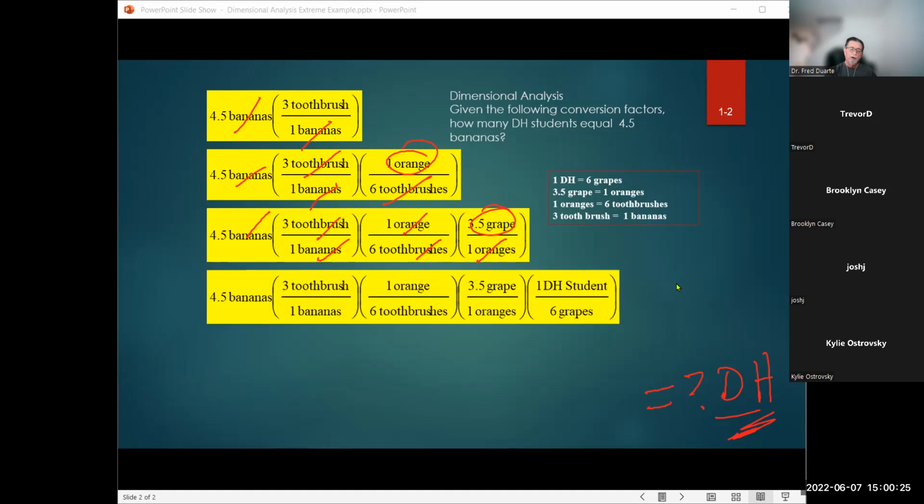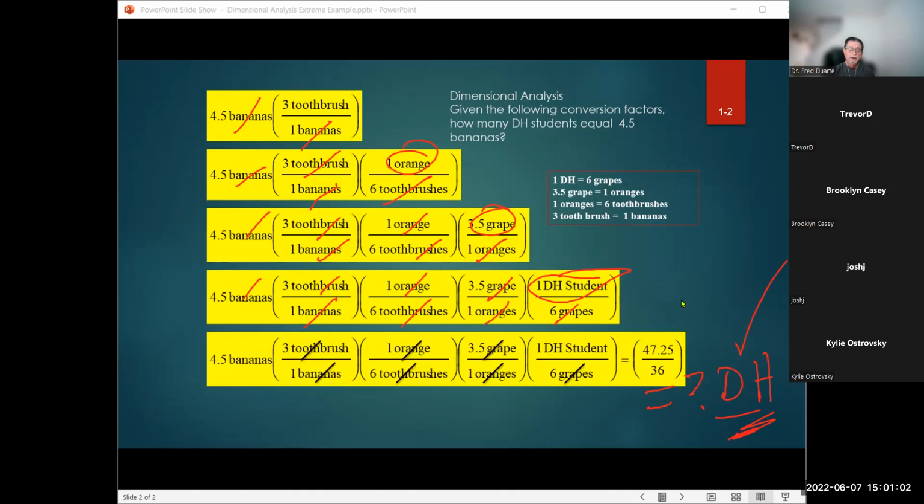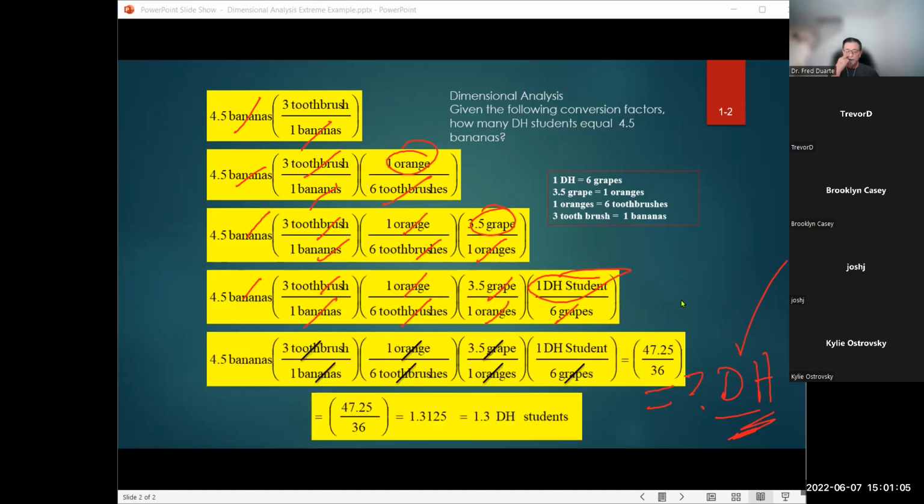And so now I need one more, and I am finally in the units that I'm looking for. My first factor got rid of bananas. Okay, my second factor got rid of toothbrushes. Third factor got rid of oranges. And the fourth factor got rid of grapes, leaving me unit-wise with DH students, which is what I'm looking for. So now I've set up the problem properly, okay, with the conversion factors where they should be. Now it's a matter of plugging in the numbers in the calculator, okay? And doing the math, and I end up with 1.3 DH students, okay?